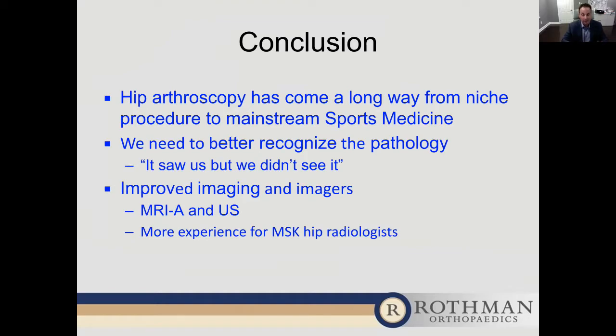We don't want to miss things that we should have treated at the time of surgery, or the time of non-surgical treatment for that matter. We're trying to improve imaging and improve our imagers. We're really trying to get the radiologists on board with this, looking at MRIs with and without arthrogram contrast and ultrasound. And we're trying to get more experienced hip MRI radiologists to really help us make better diagnoses in these hip patients.